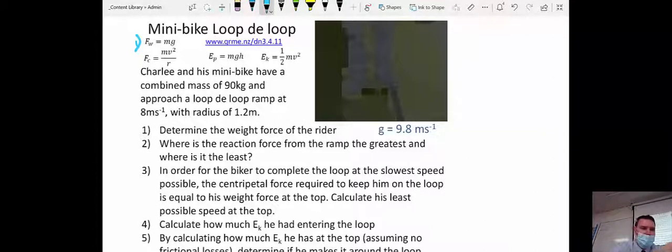Where is the reaction force from the ramp the greatest and the least? In order for the biker to complete the loop at the slowest speed, the centripetal force required to keep him on the loop is required to equal the weight force. See if you can do the calculation to show me square root GR. Do some energy calculations. Essentially everything we've been talking about for the last little while. Okay, let's have a go.